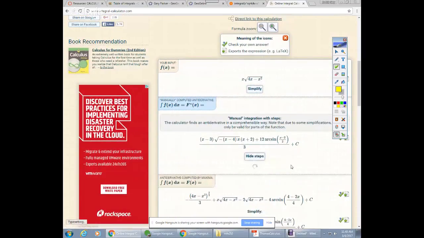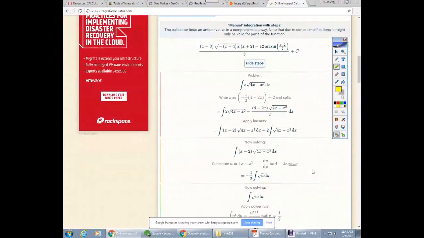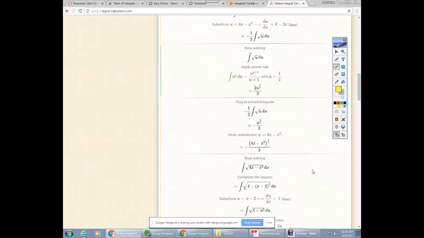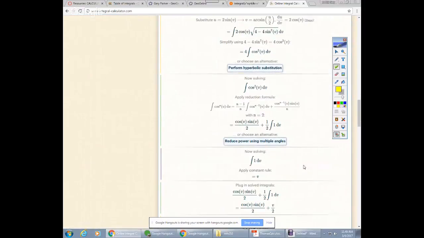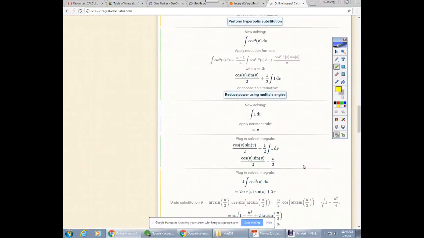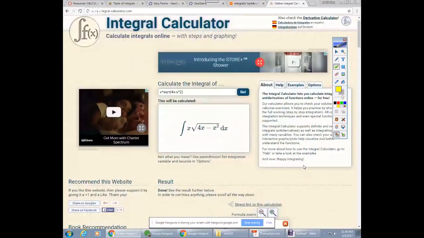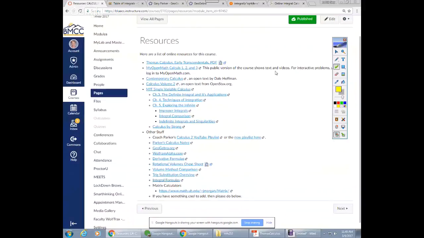Will they really show steps? Oh my gosh. Nice. There's a reason I love this website. This is a great website. It tells you what you're doing, it tells you which part. Wow, this is awesome. And then they do hyperbolic substitution. Oh my gosh. Use the power reduction formula. Man, this is pretty cool. Okay, so that's pretty cool. Everybody, I need to add this to our list of resources. This is wicked cool. Thank you, Darren.